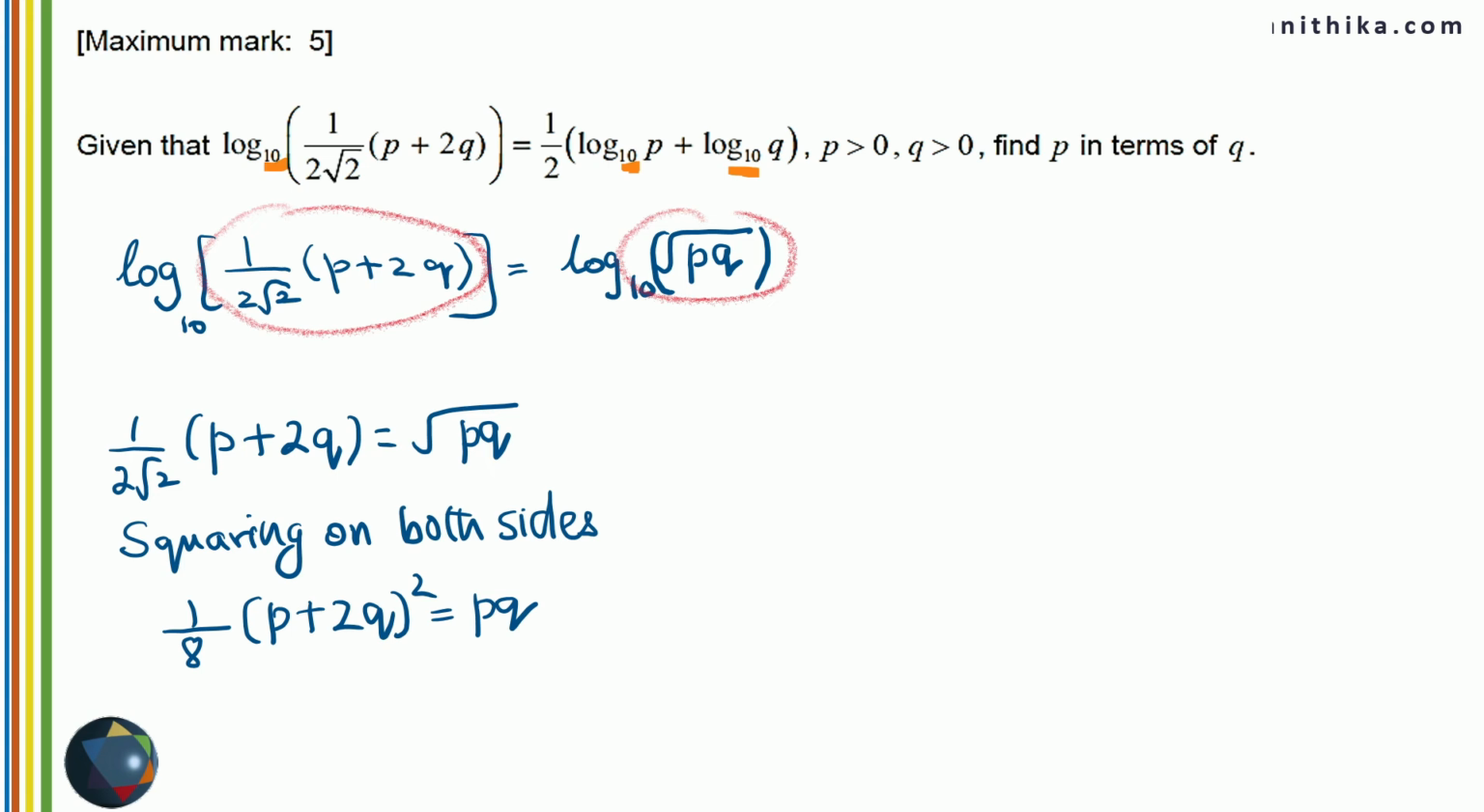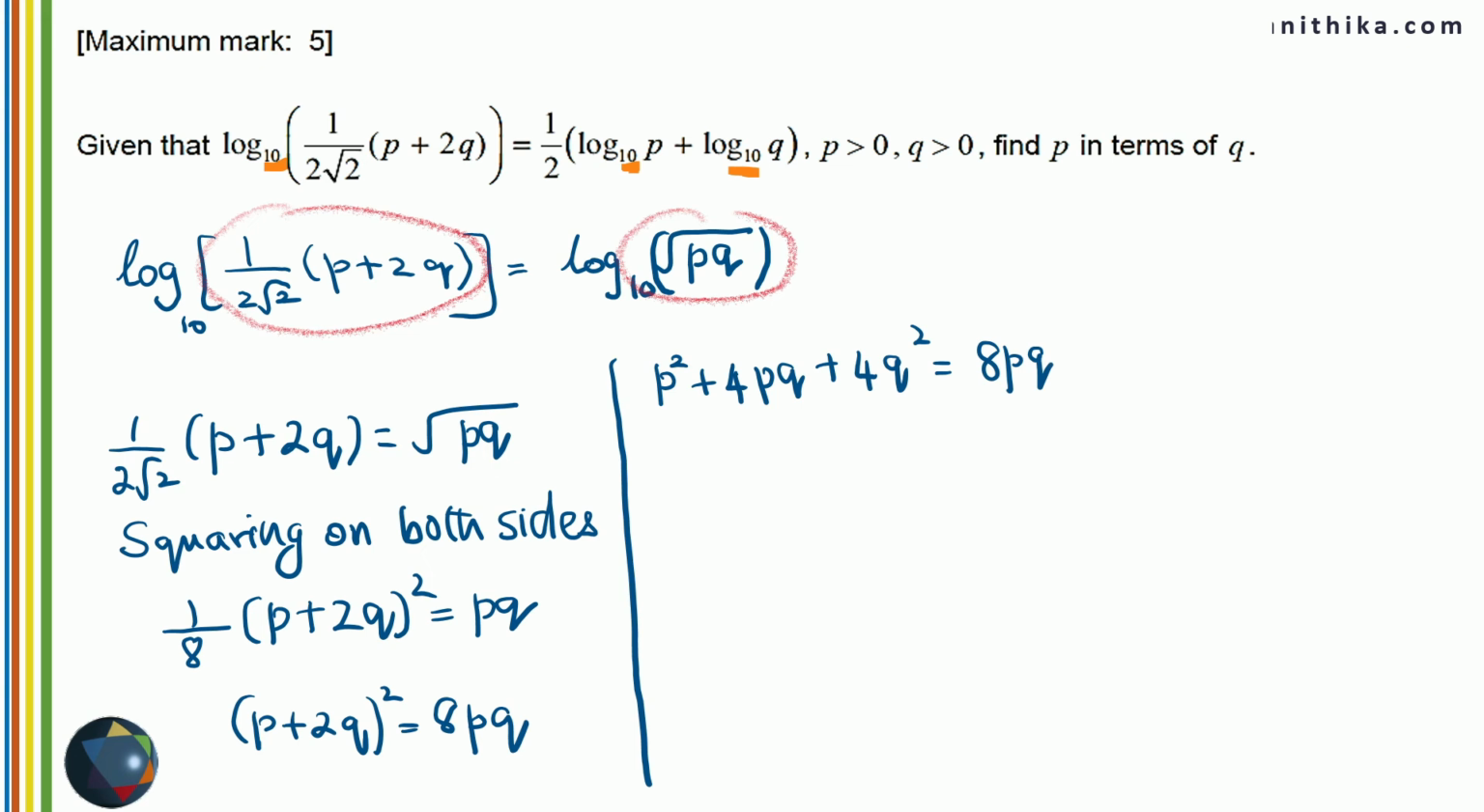So I'll write this and squaring on both sides. I'll get the simplified form as p plus 2q the whole square is equal to 8pq. I think you can easily understand all these things. I don't have to explain them in detail because this is just algebra and manipulating the expressions here and there. So p plus q the whole square is equal to 8pq. Expanding p plus q whole square and bringing the 8pq to the left hand side, I'll get this equation in quadratic. This is a quadratic in p because I want to find p in terms of q.